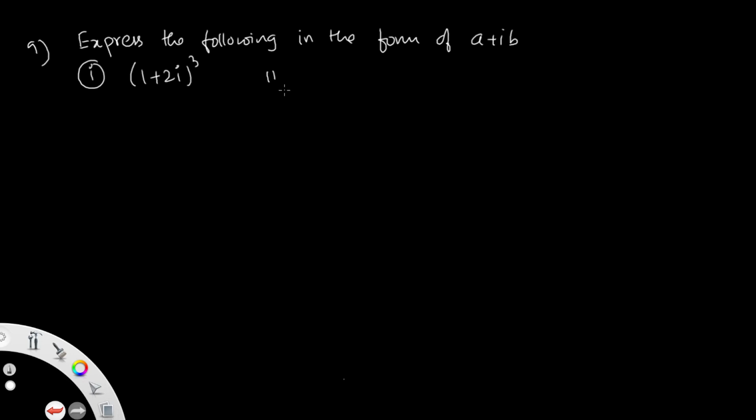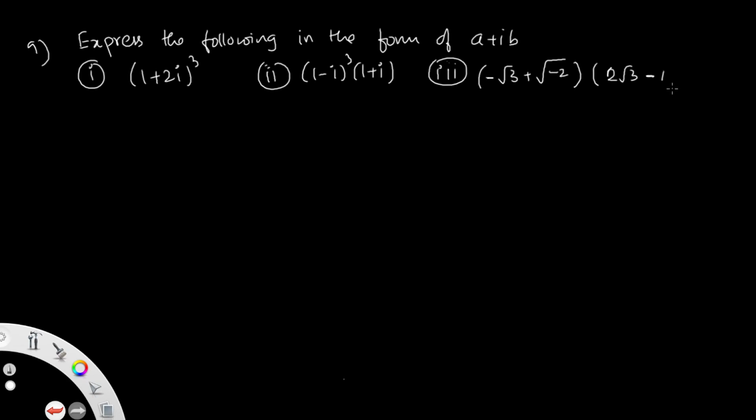and the second question is (1 minus i) whole cube into (1 plus i), and the third question is (minus root 3 plus square root of minus 2) into (2 root 3 minus i). The three questions are given. So in the form of a plus ib, it is just simplification using the formulas.